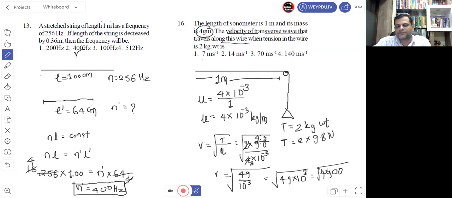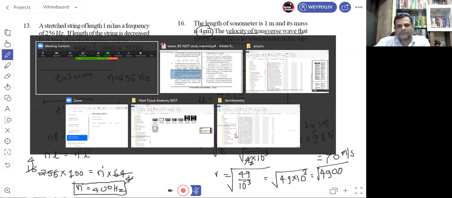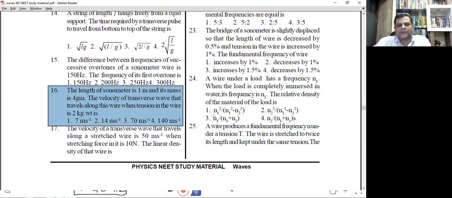So root of 4900 means how much? The root of 49 is 7 and the root of 100 is 10, so it became 70, 70 meters per second, which is going to be there in option 3 here. That is going to be the correct option.